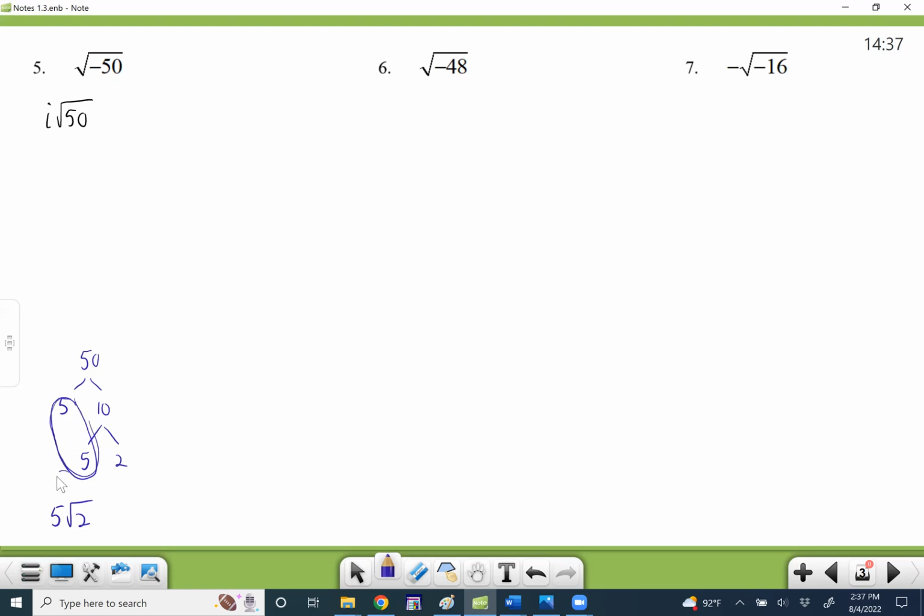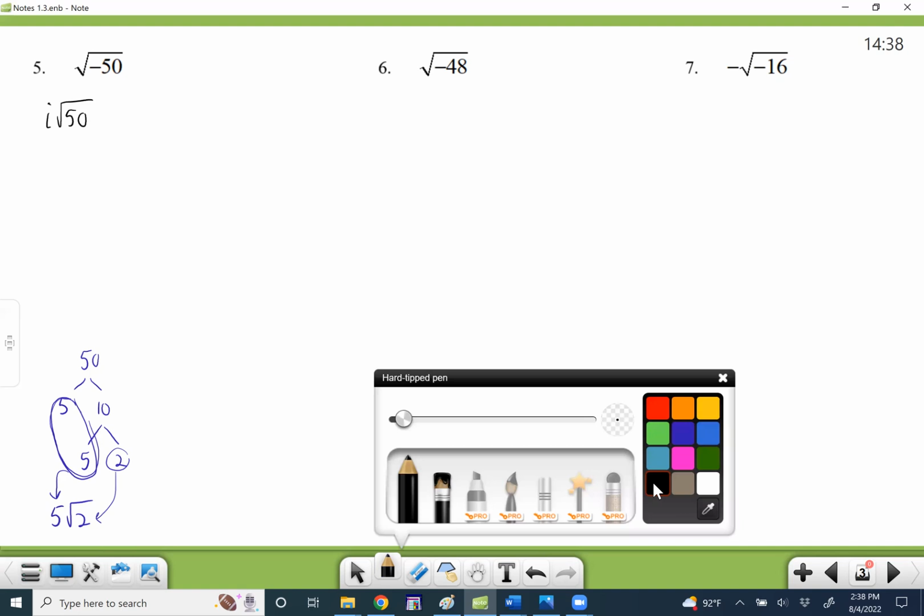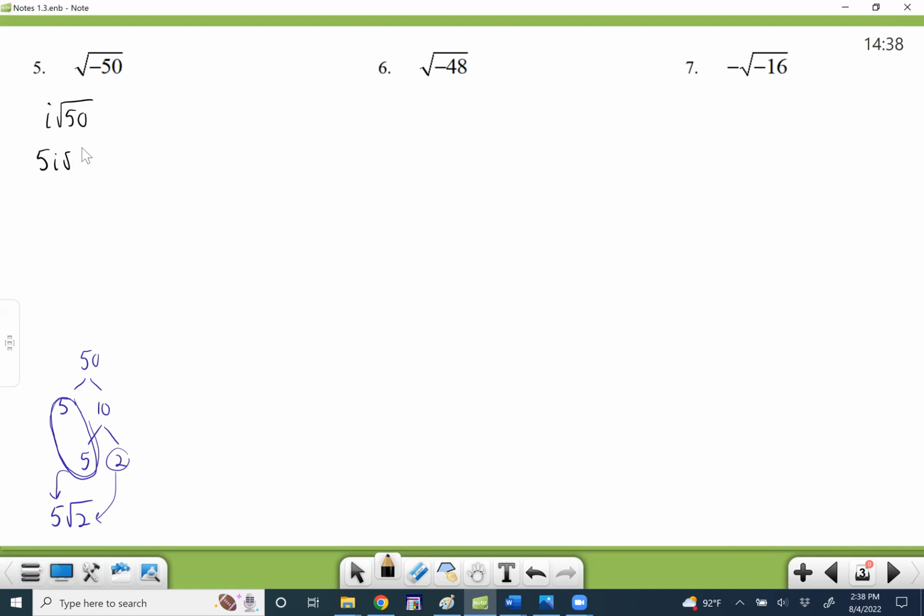So the two people will go out and single people stay home, they stay inside. Okay. All right, help me remember. Doubles go out, singles stay in. Okay, so then what does that do to this i root 50? Well, it's going to change it to 5i root 2.